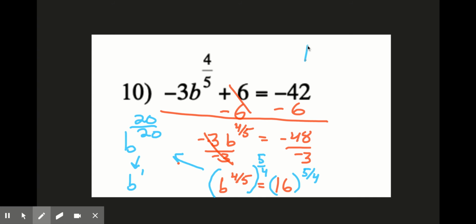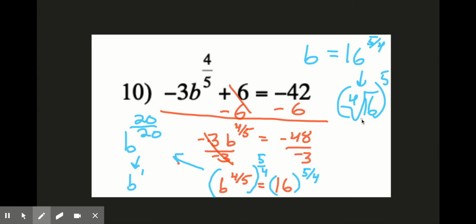So what is my b value equal to? 16 to the power of 5 over 4. And again, I say, put this in your calculator. Try to remember, oh, I'm going to be doing an even root, right? This is the fourth root of 16, which we covered earlier in this slideshow, is 2.